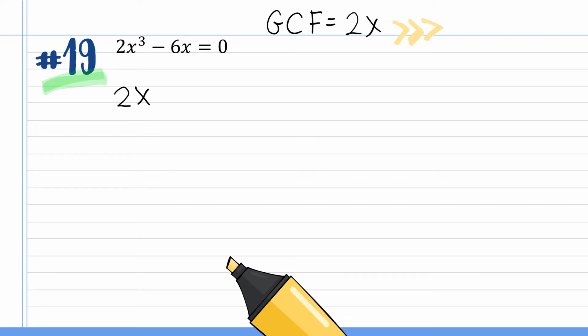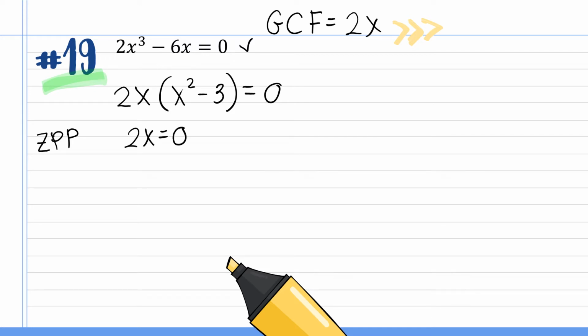If we pull a 2x to the front, that means we're going to divide each term by 2x and see what we have left over. In our first term, we would still have x squared, and in our second term, we would still have 3. You can check your work by redistributing the 2x through x squared minus 3 and confirming that you get back to your original problem. Now that we have two factors, 2x and x squared minus 3, we can go ahead and use that zero product property that says we can set each factor equal to 0. So I'm going to break my problem into 2x equals 0 and x squared minus 3 equals 0.